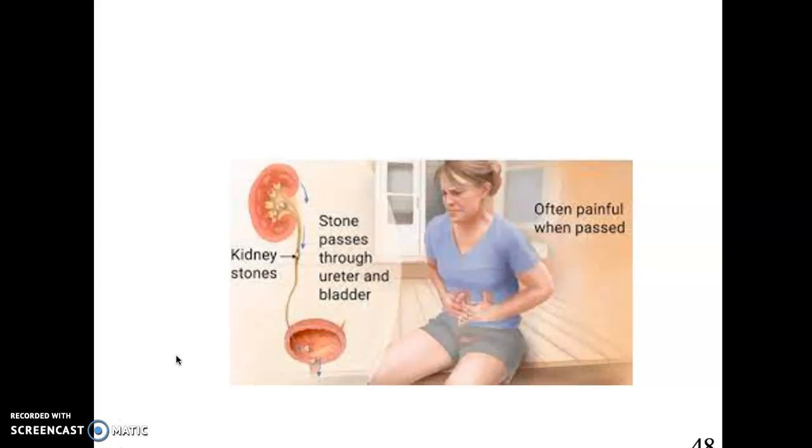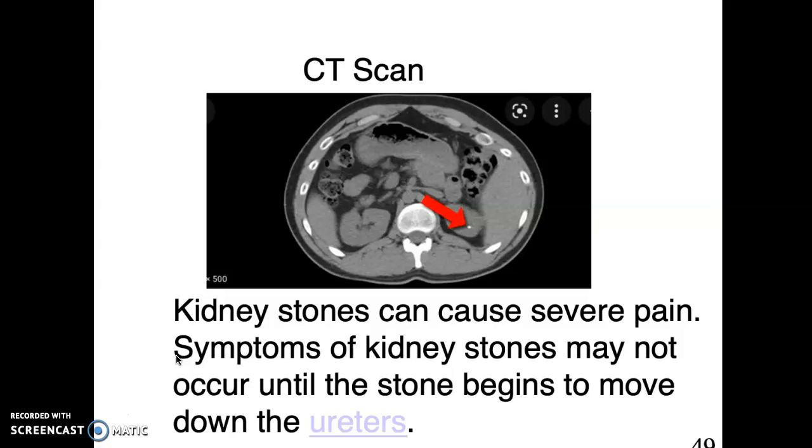So lots of that passage is going to be painful as it travels, as it shows in this poor lady here who's feeling the pain. This is a CT scan, and it's showing a tiny little stone there in the kidney. But really, most of that pain, because they are very painful, it's always compared to having a baby, might not occur until the stone starts to move down the ureter.